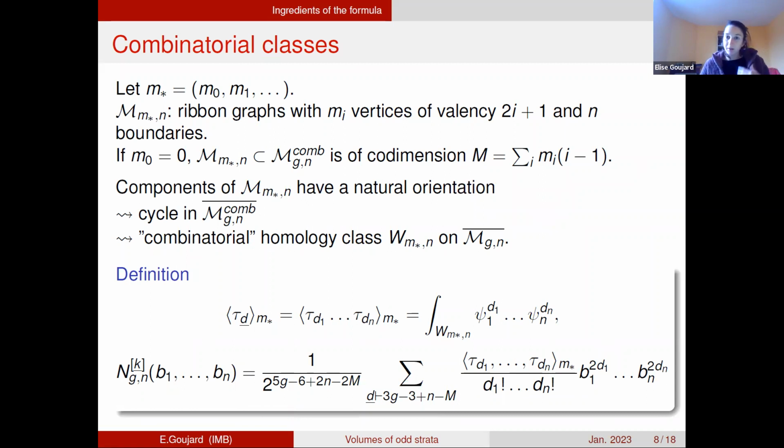Okay, so let me now define these polynomials that appear in the formula. For that, I need to define the coefficients of the polynomial. These coefficients are some intersection numbers defined as follows. In the combinatorial moduli space, which is the set of all ribbon graphs, you can look at the subset of ribbon graphs with fixed valencies, like the vertices have some fixed valencies. For instance, vertices with odd valencies.